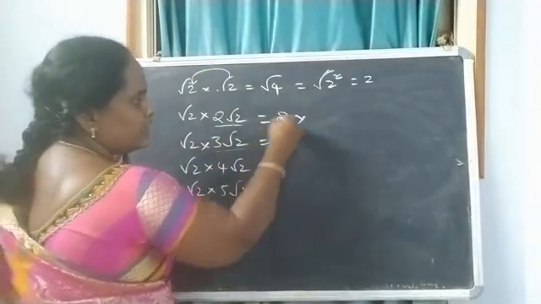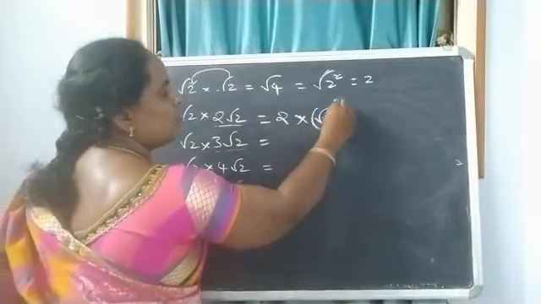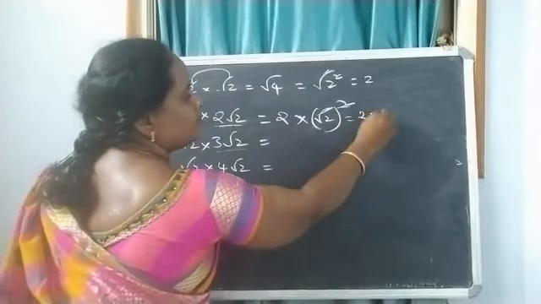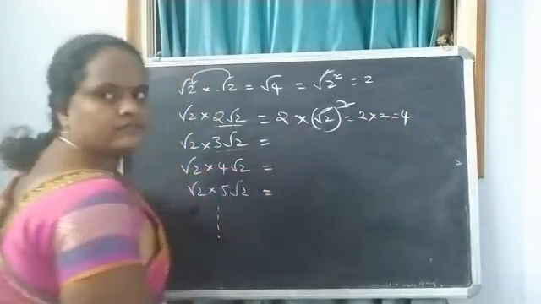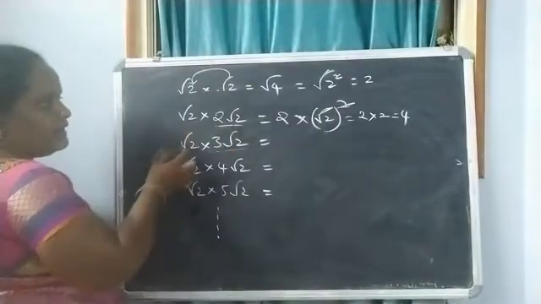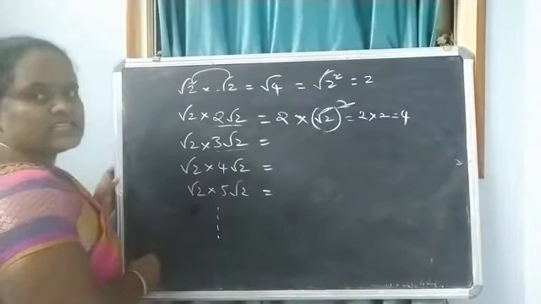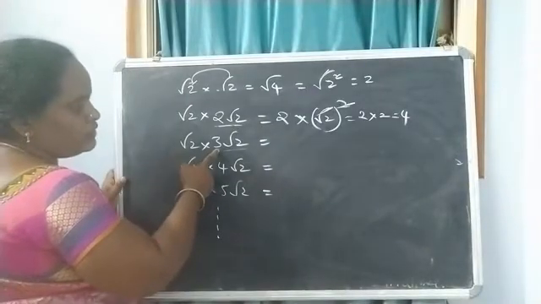Rational number 2: root 2 into root 2, that is root 2 whole square. Square and square root get cancelled. 2 into 2, that is 4. Rational number we got. Irrational number 2. When we multiply 2 irrational numbers, we got a rational number. This is rationalization. Now let us multiply root 2 into 3 root 2.